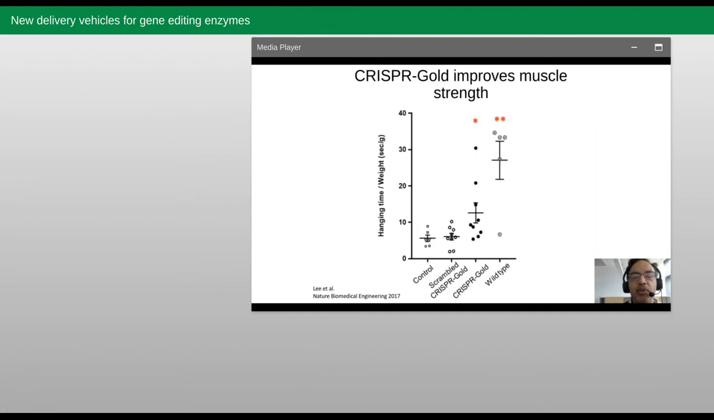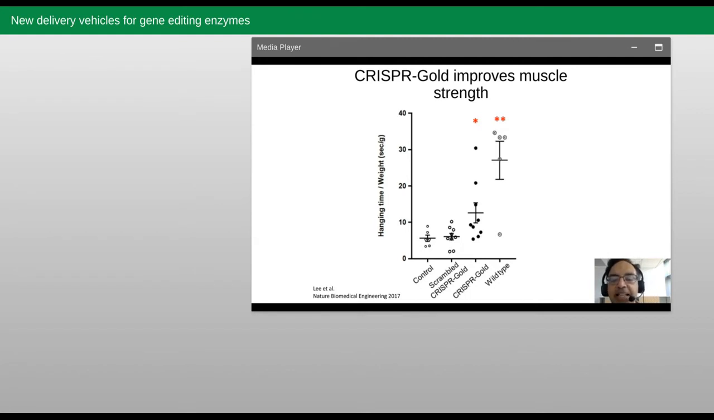Finally, in this study, we also investigated if CRISPR Gold could improve muscle strength in these mice. So for this experiment, we took MDX mice and gave them numerous injections in their various muscles, and then did a 4-limb hanging test 2 weeks after the injections. And this is a test where we take the mice and put them on a barbed wire mesh, and then turn the mesh upside down and see how long it takes for the mice to fall.